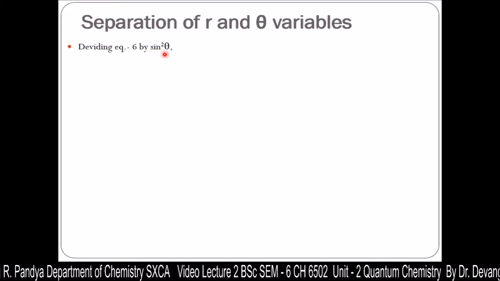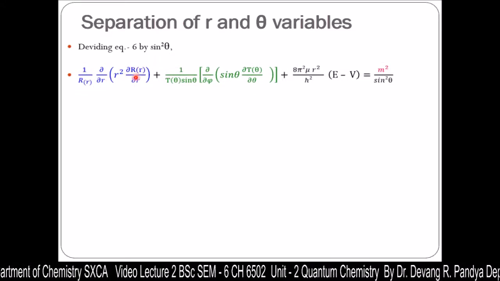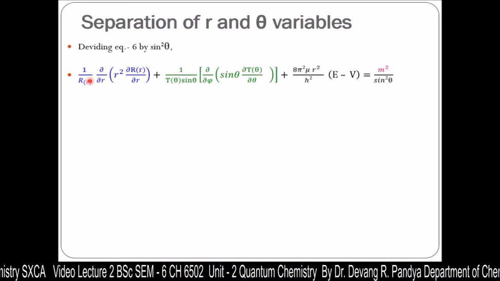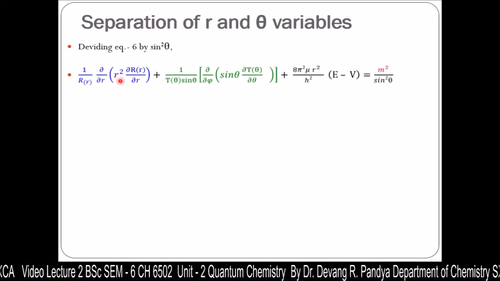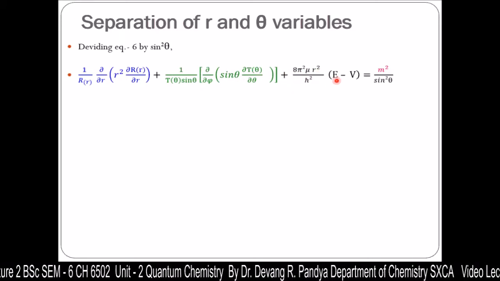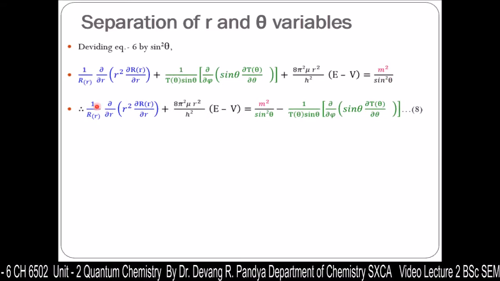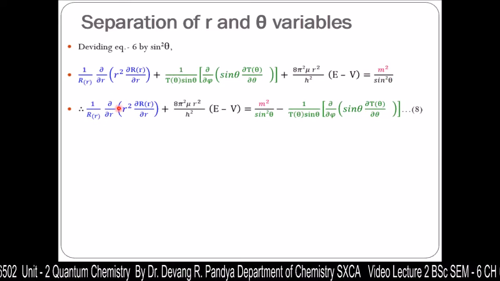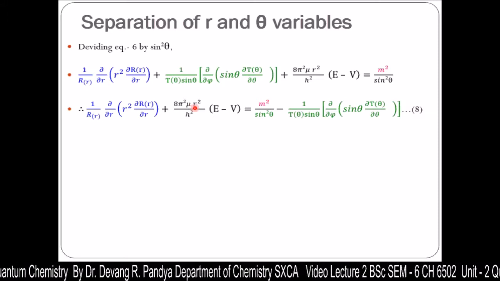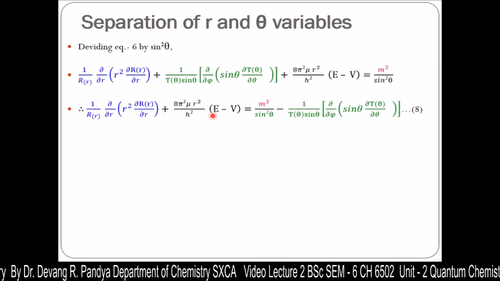Now the separation of r and theta. Dividing equation 6 by sin square theta, we get 1 upon r d by dr r square dR by dr plus 1 upon theta sin theta. Here sin theta is cancelled out, so this becomes only an r-based variable, and here sin theta is there, plus 8 pi square mu r square upon h square E minus V is equal to m square upon sin square theta. Therefore, 1 upon R d by dr r square dR by dr plus 8 pi square mu upon h square, and that means we keep the theta-based equation on this side. We are going to get this equation.